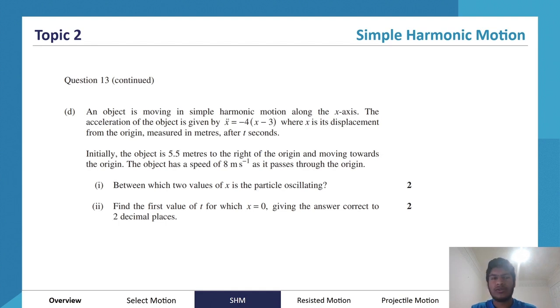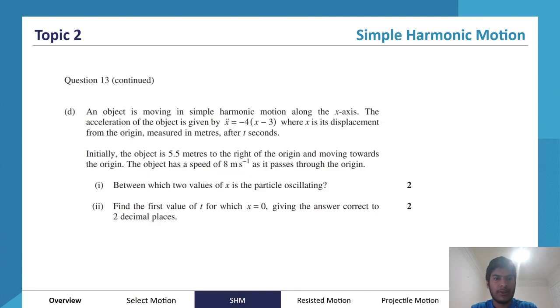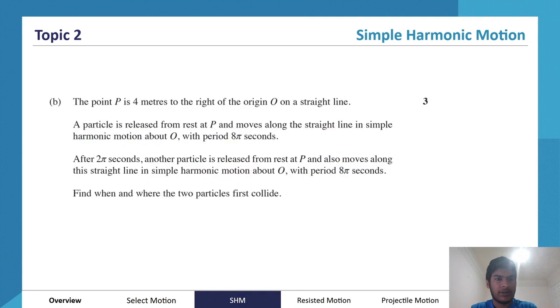Because we are running short on time, what we'll do is we'll do this one, and then we'll see how we go. So the point P is 4 meters to the right of the origin O on a straight line. A particle is released from rest at P and moves along the straight line in simple harmonic motion about O with period 8 pi seconds. After 2 pi seconds, another particle is released from rest at P, also moves along the straight line in simple harmonic motion about O with period 8 pi.